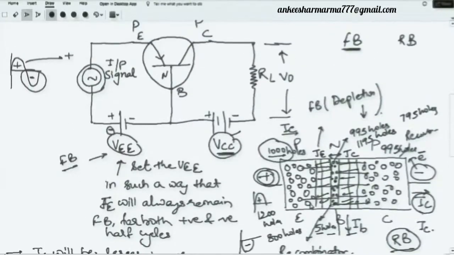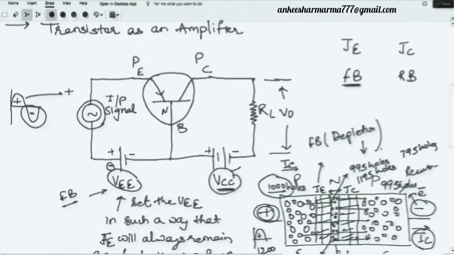Now, if you have understood this, now come here. In this diagram, I will say this is my emitter current, this is my base current, and this is my collector current. Now, once I said due to this signal, the collector current is going to change, then what is going to happen?